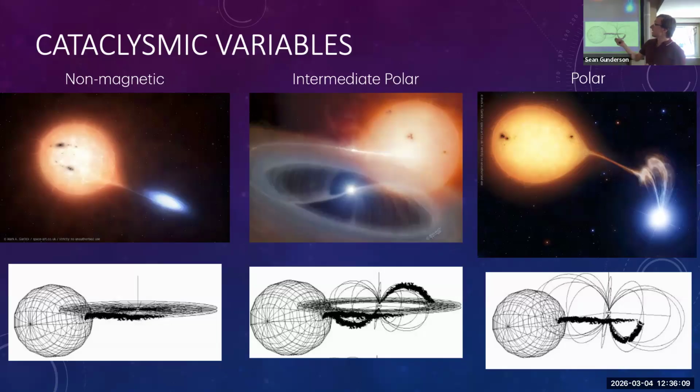There's also an intermediate case, aptly named intermediate polars, where you get somewhat of a disk, but it gets truncated by the magnetic field, and you still get the accretion column that falls on. And this middle case is what I focused on for this IXPE measurement.